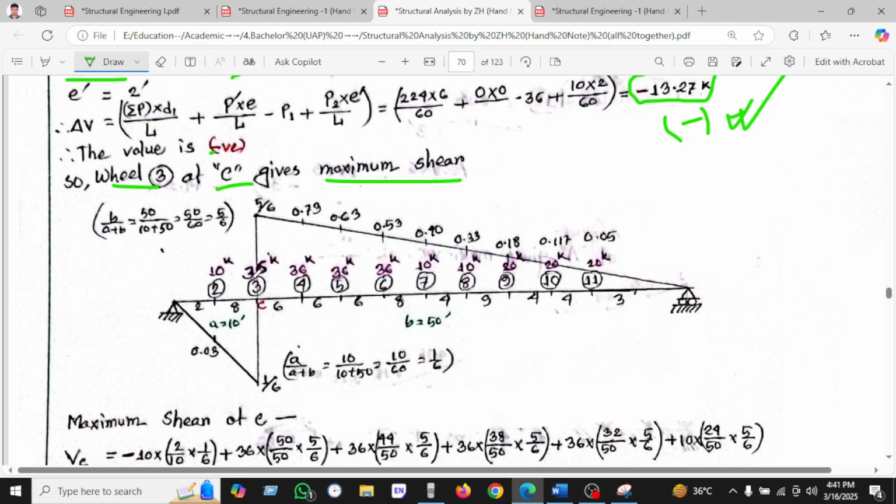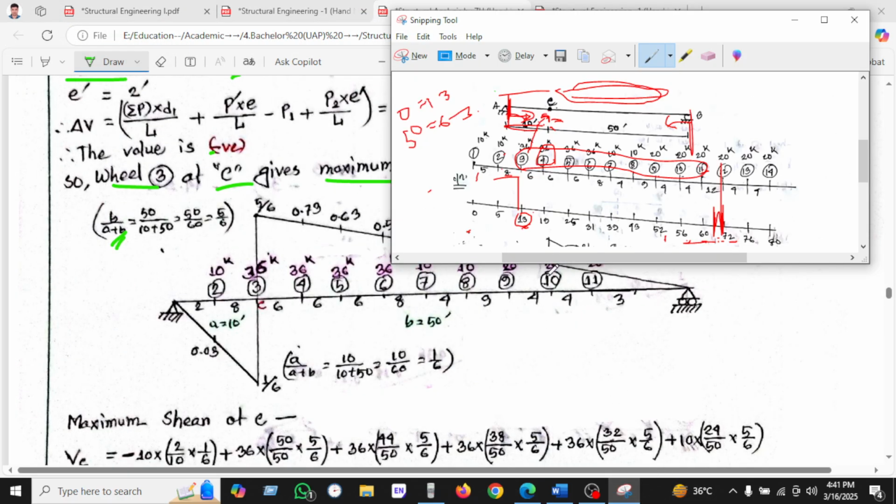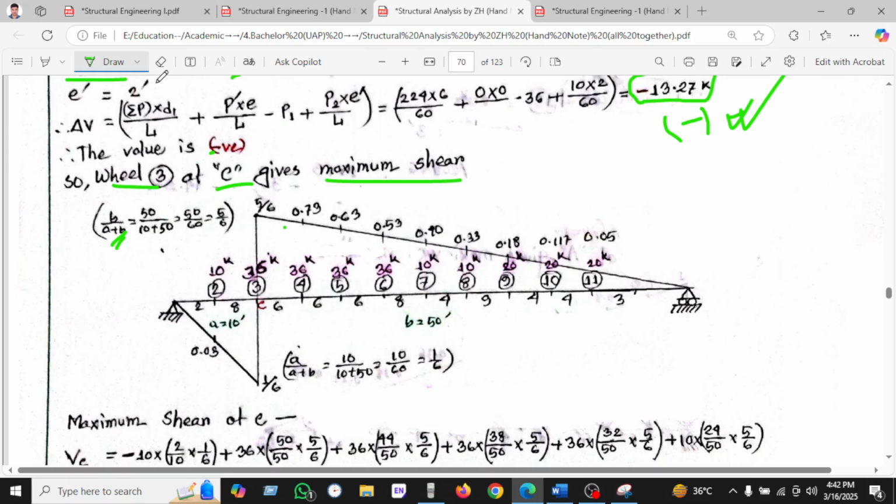So wheel 3 will be positioned here. And how will we calculate here? So we know B divided by A plus B. So what is B? B means the left section. Okay, I'm just drawing another. This is the distance of A and this is the distance of B. So we have seen B is 50, as we have been seeing.